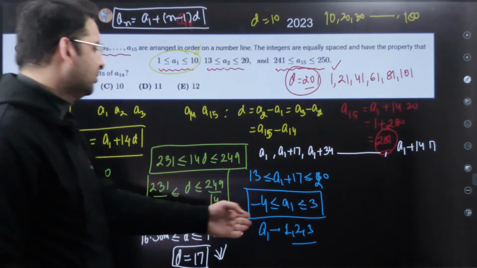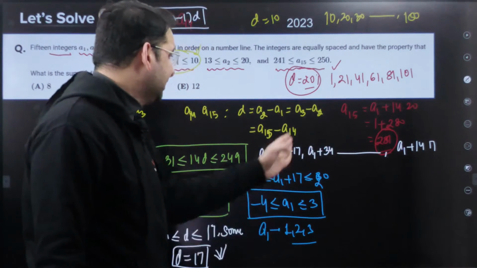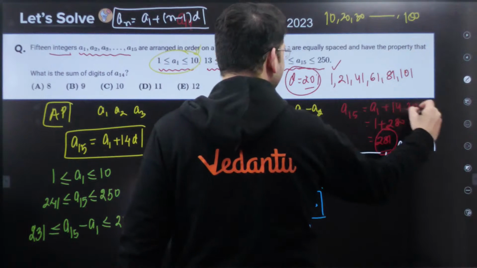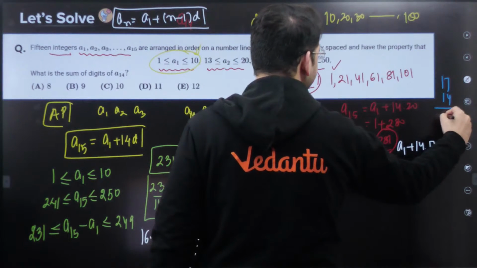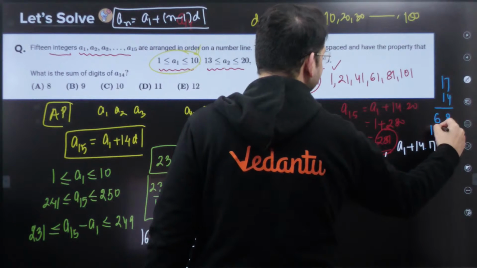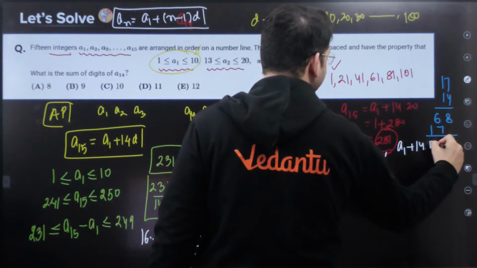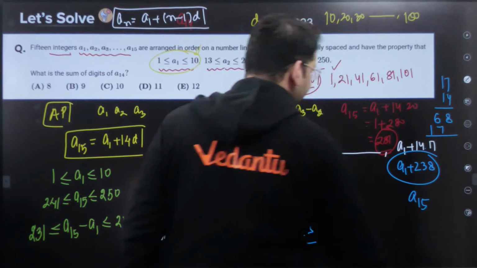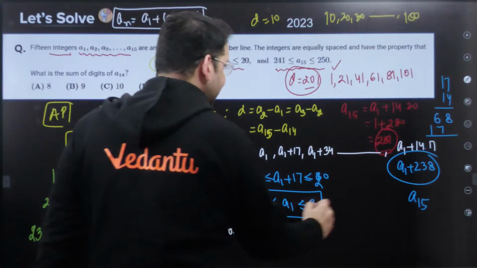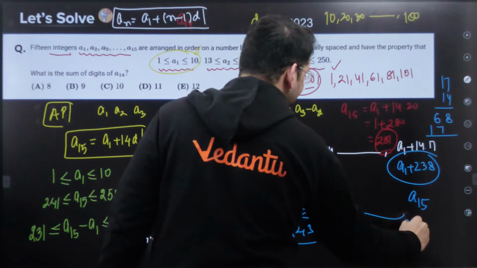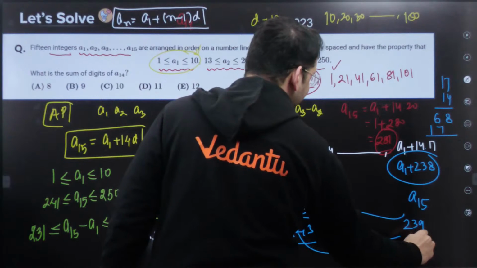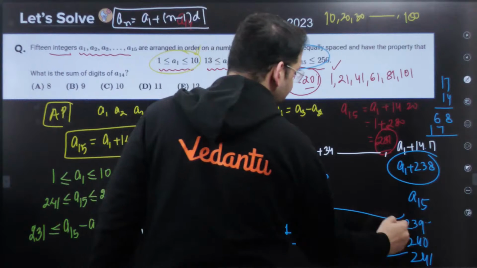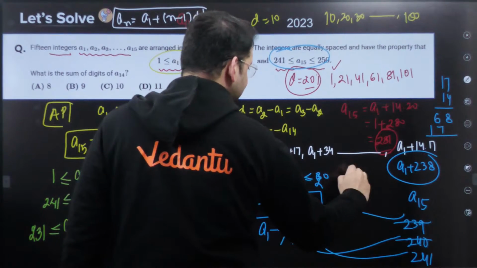अब क्या काम कर सकते हो तुम? A1 को वैल्यू 1 पुट करके ये निकाल लो, 2 पुट करके निकाल लो, 3 पुट करके निकाल लो. ठीक है. So अगर तुम देखो what is 14 into 17, multiply कर लो भाई, 238. So A1 plus 238. This is A15. If A1 is 1, this number is going to be 239. 2 में this number is going to be 240 and 3 में it is going to be 241. But since it is given that A15 minimum 241 है तो ये दोनों हो नहीं सकते, A1 has to be 3.